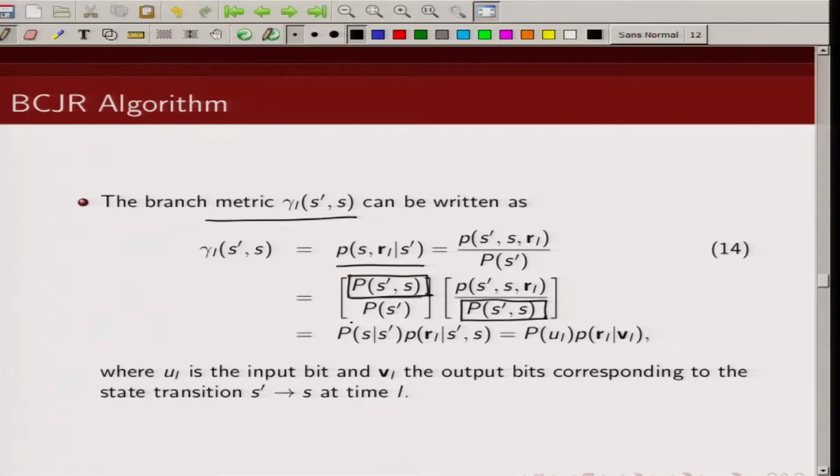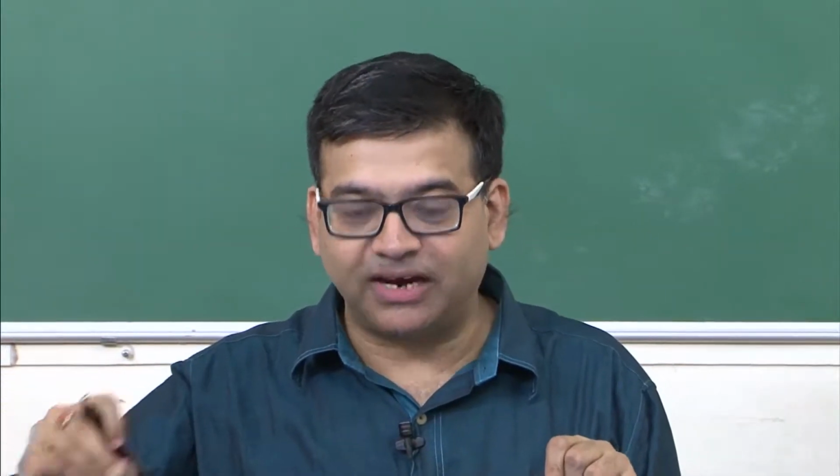Now, this quantity can be written as probability of S given S prime, and this probability can be written as probability of R L given previous state S prime and next state S, which can also be written as probability of R L given transmitted sequence V L multiplied by the a priori probability of getting U L. Note that this probability will be 1 only when there is a valid transition from state S prime to S, otherwise it will be 0.